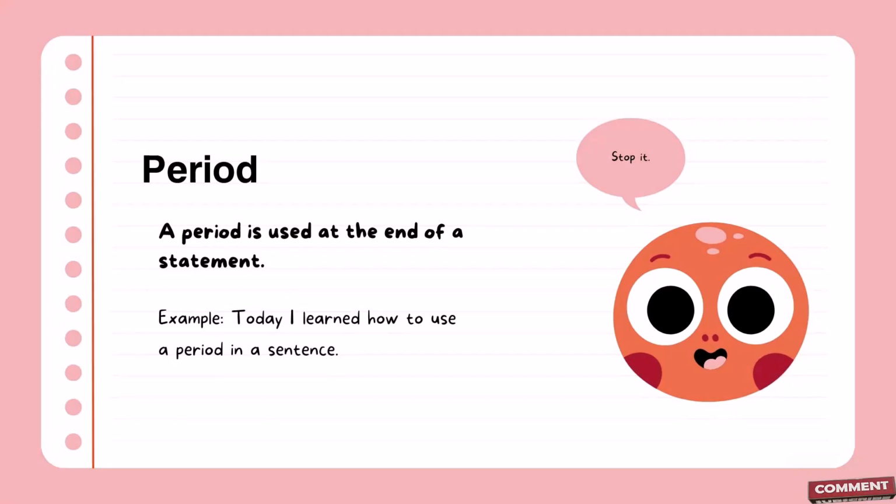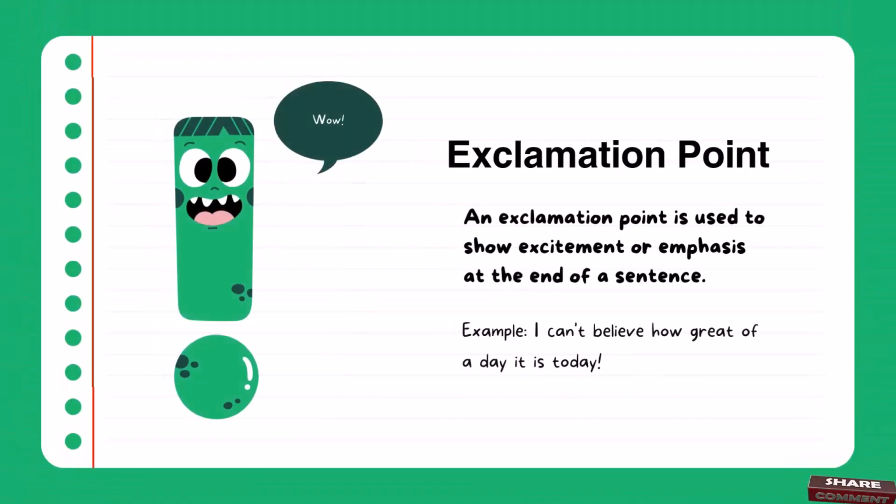Period. A period is used at the end of a statement. Example: Today I learned how to use a period in a sentence. Exclamation point. An exclamation point is used to show excitement or emphasis at the end of a sentence. Example: I can't believe how great of a day it is today!